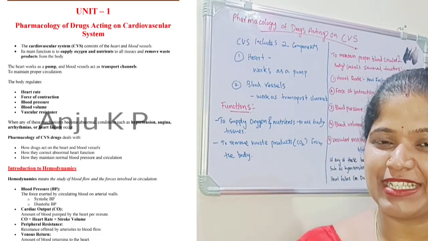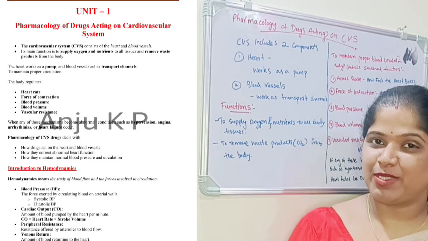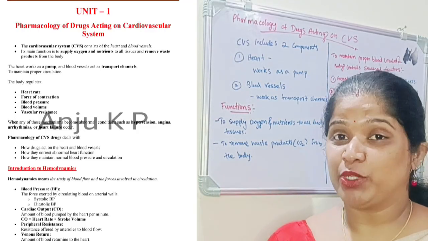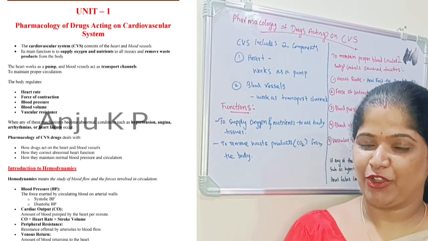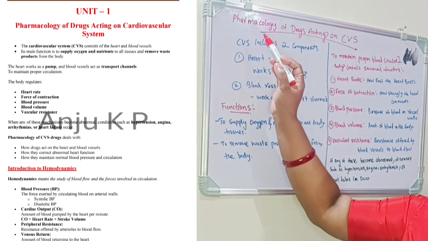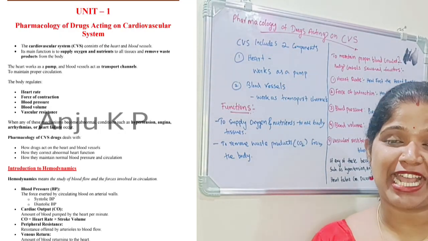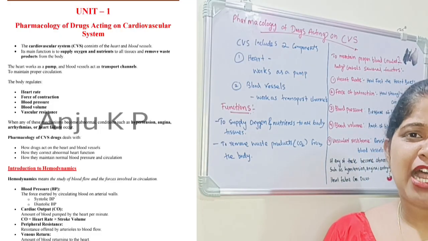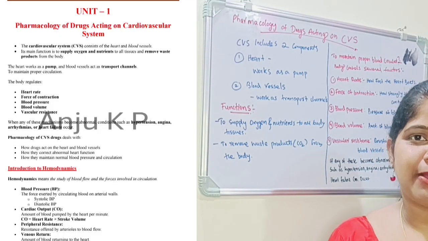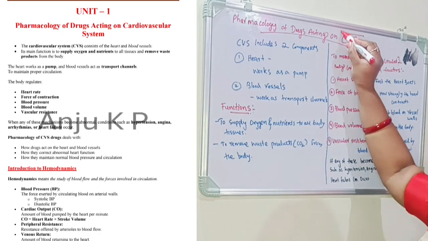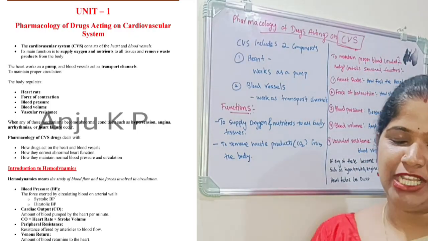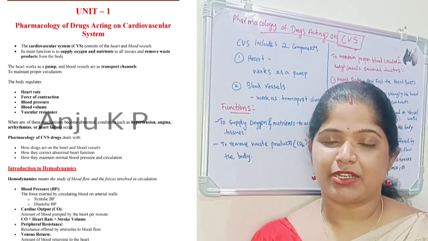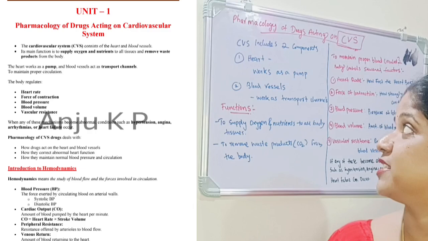Today I am going to discuss Pharmacology 2, a 5th semester subject. In Unit 1 we will start today. Unit 1 is the pharmacology of drugs acting on the cardiovascular system. We will represent the cardiovascular system as CVS.